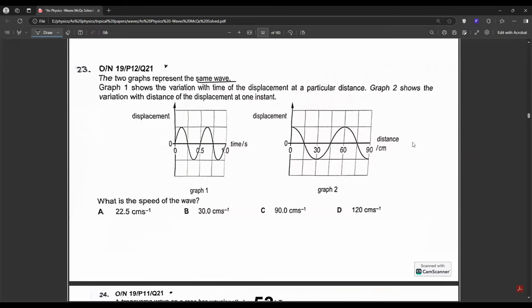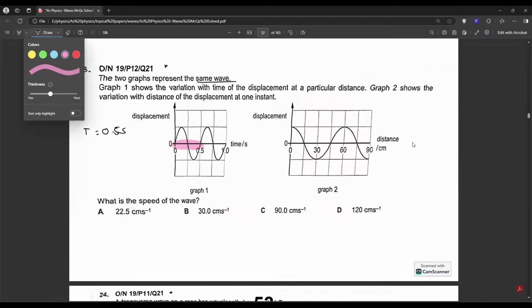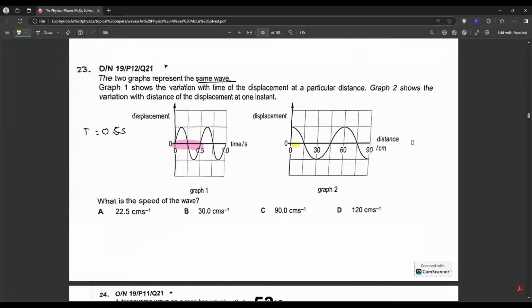What is the speed of the wave? We have to calculate the speed of the wave. How can we do that? This first graph can tell us the time period taken to complete one wave. Time period comes out to be what? 0.5 seconds. Okay. And the second graph tells us what? The wavelength. From this point to this point, what is the wavelength? Wavelength is 60 centimeters. That is 0.6 meters.